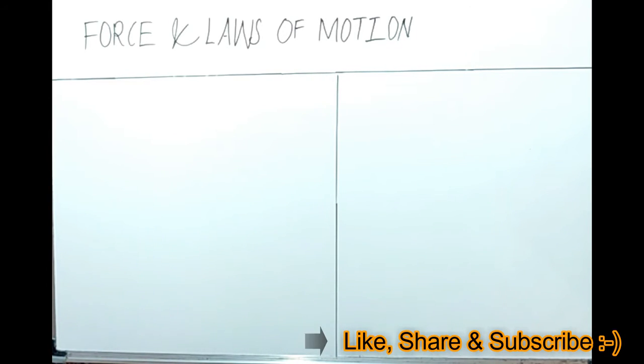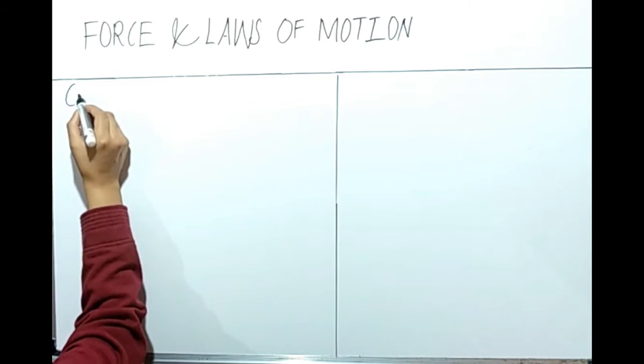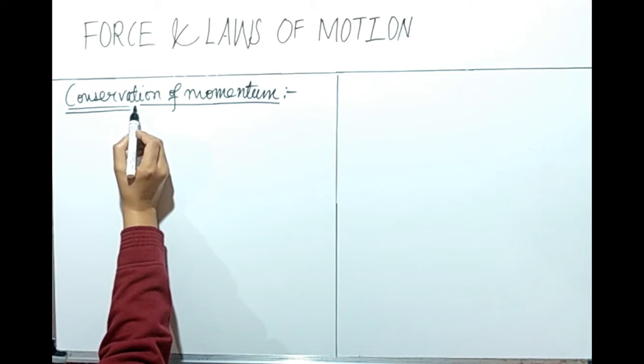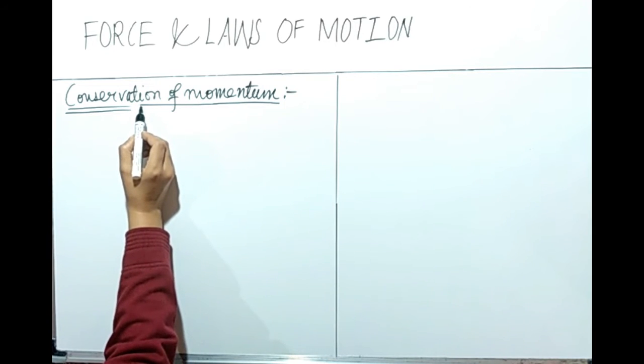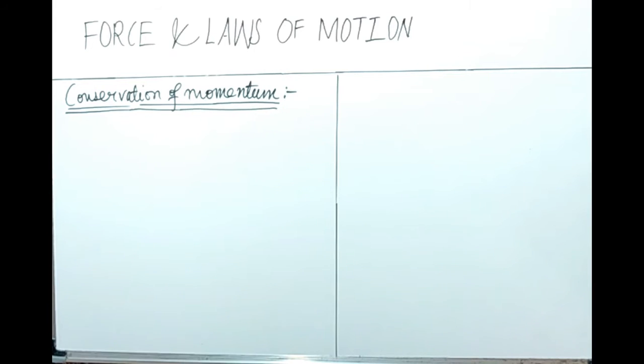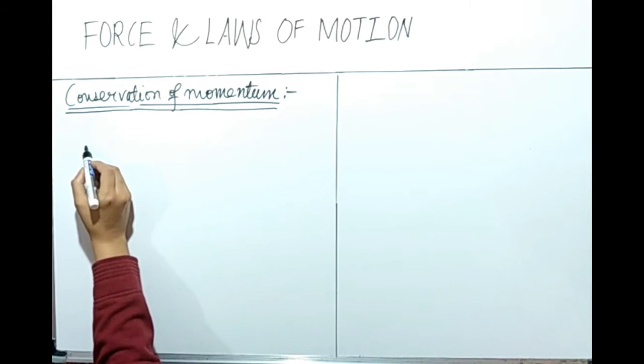Today we are going to discuss conservation of momentum. Conservation of momentum means momentum is going to remain unchanged before the collision of the objects and after the collision of the two objects. We can discuss it with the help of an example.